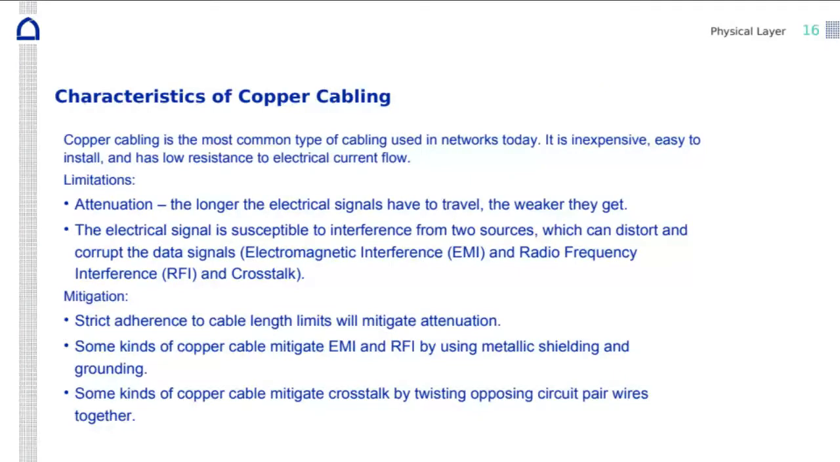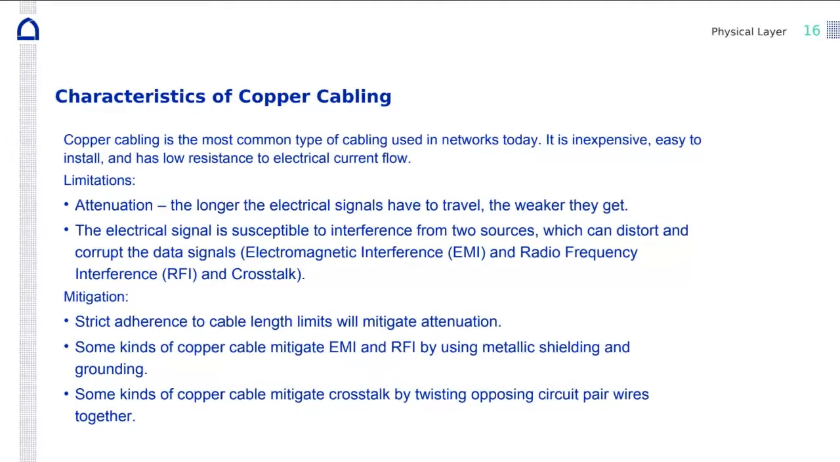Now let's study the first example of media, which is copper cabling. It is the most common one. It is cheap, it's not expensive, it's easy to install, and has low resistance to electrical current flow. However, it has some limitations. First one is attenuation, because the longer the signal travels, it becomes weaker. It will lose its energy.